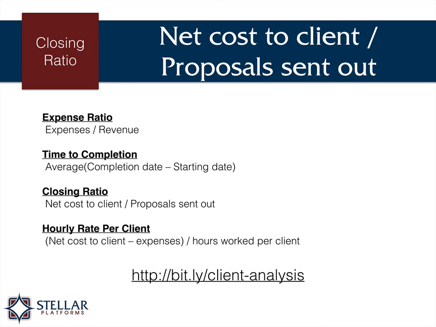The closing ratio is how likely you are to close a proposal. And there's 2 ways you can measure this. The first is by number. The second is by revenue. You take the number of proposals that you close, you divide it by the number that you send out, and you get a percentage. And that percentage is how likely you are to close the deal.